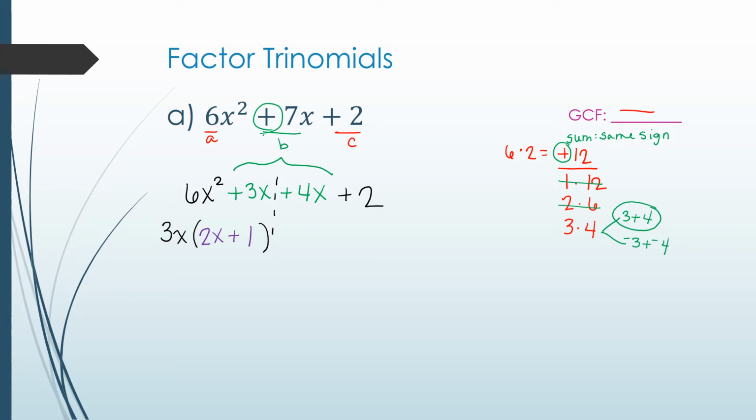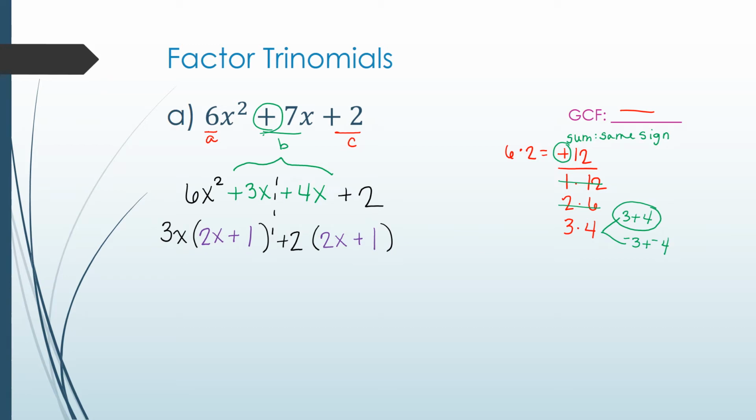Now let's look at our last 2 terms. We have a 4x plus 2. Well, our GCF in this case would be a 2. Now, is it positive or negative? Well, it's positive, so we want to put a plus sign to indicate that. And now we want to factor a 2 out of both of those terms. Well, 4x divided by 2 is 2x. 2 divided by 2 is 1.